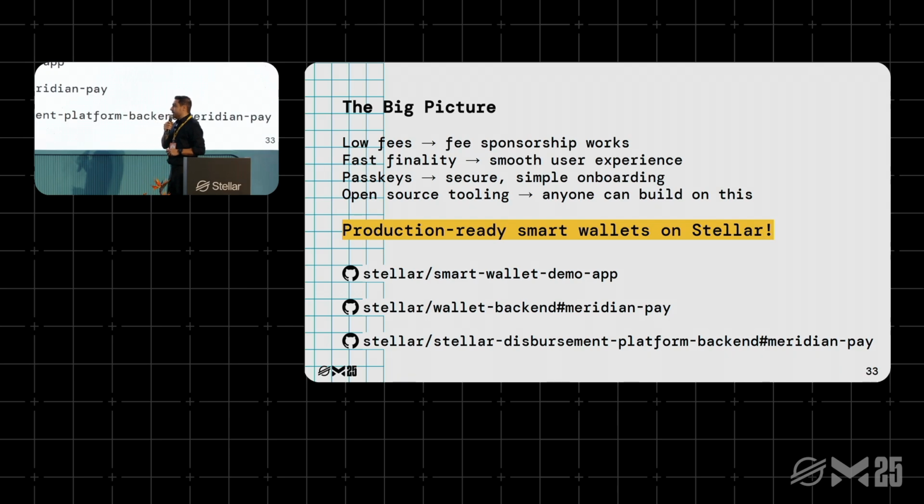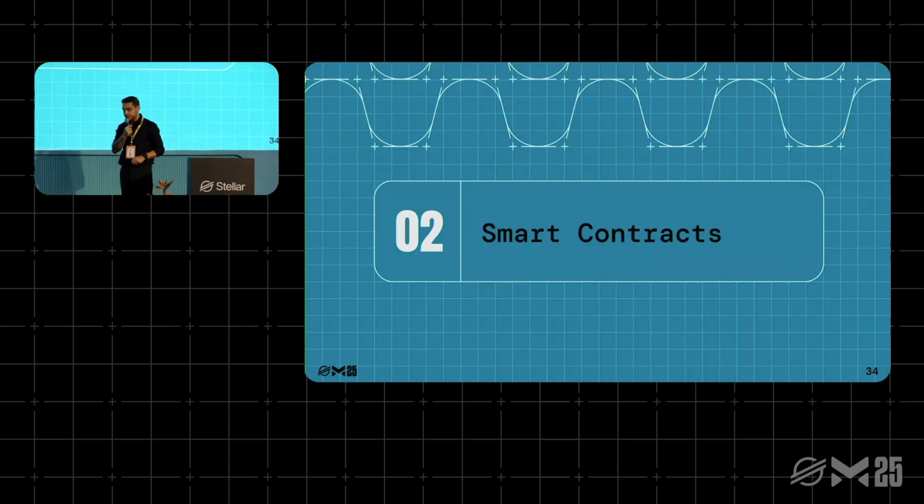for example. So if I can summarize for the user experience part, everything that I just mentioned in a few phrases, I would say that low fees make the fee sponsorship work. The fast finality of the network allows us to create a smooth user experience for the final user. Passkeys allow us to deliver a secure but yet simple onboarding for those users. And with the open source tooling available at the Stellar ecosystem, anyone in this room can start building production-ready smart wallets today. But that's not all. So this was an overview about the user experience. The goal now is for us to go deep about some technical aspects behind some of those implementations with Philip.